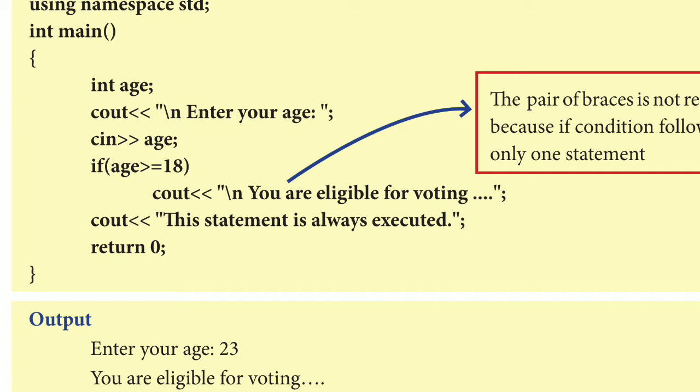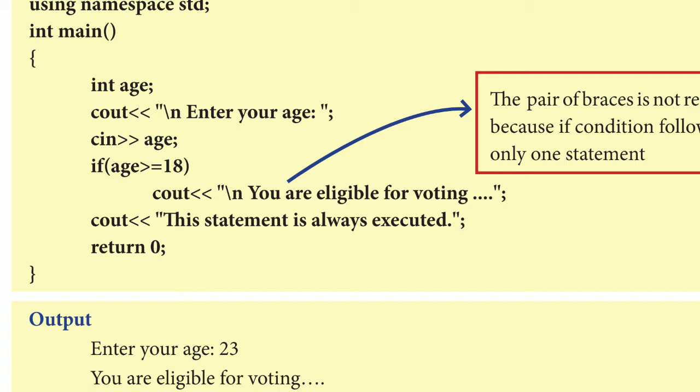So you can see that you are eligible for voting. This is a print statement. When the age, the user-entered value, is greater than or equal to 18, then this particular statement will be printed.